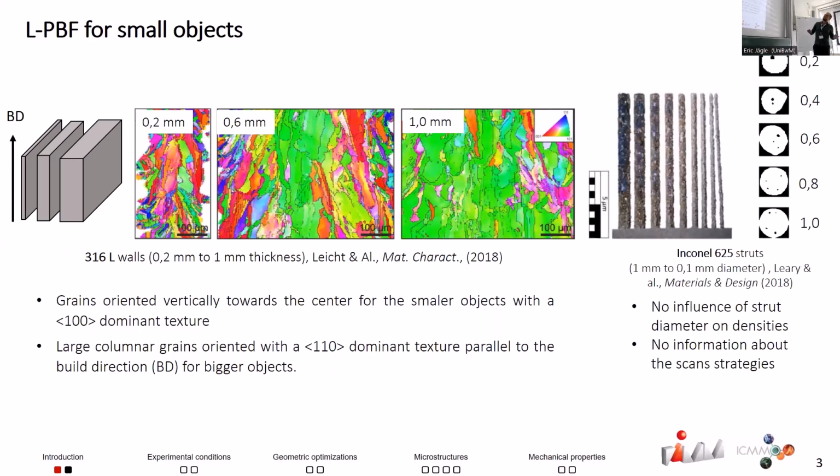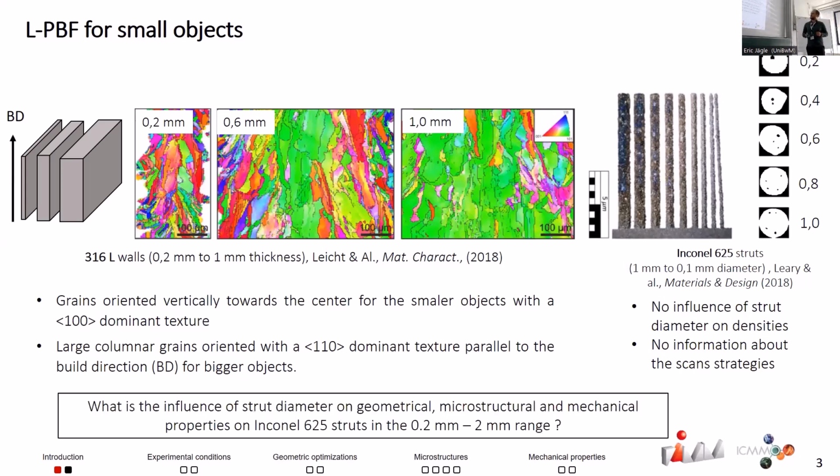So there's a lot of study about 316L for small parts, but when it comes to nickel alloy or Inconel 625, there's a lot less study. So here you have a study where Leary made cylinders, and he showed that there was no influence of the strut diameters and densities. And like we already said, there's no information about the scan strategies in general for the small objects.